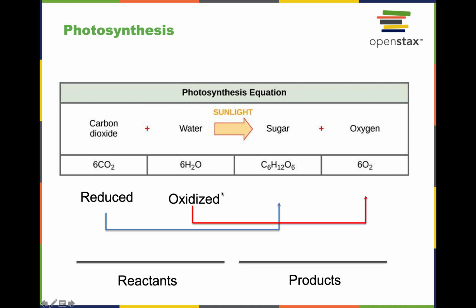Now, if you take a look, you will see that some of these molecules are oxidized and some are reduced, just like cellular respiration. So in this case, CO2 is being reduced into sugar. Look at all these hydrogens that it's picking up. And then water is being oxidized to oxygen. So therefore CO2 is picking up a lot of electrons along with their hydrogen. Water is actually losing electrons and turning into oxygen.